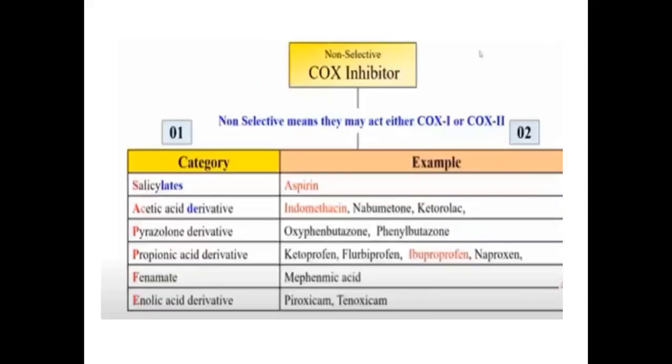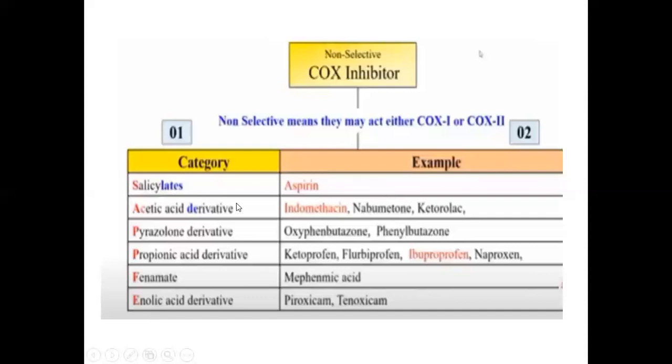Now, the first class of these non-steroidal anti-inflammatory drugs is the non-selective COX inhibitor. That means they are non-selective, meaning they act on either COX-1 or COX-2. That means they can act on both at the same time, or on either one. The examples that come under the heading of these non-selectives are the salicylates. The category is the salicylate.